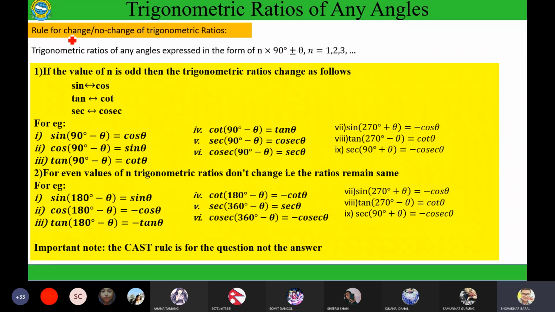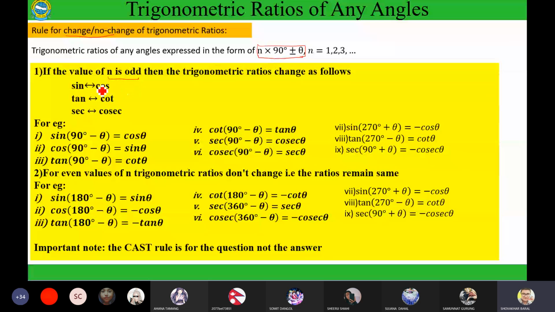This is all about the change and no change of the trigonometric ratios, how it changes and how it doesn't change. We haven't discussed the derivation of this formula. We just have to remember the result. The trigonometric ratios will change if the angle is expressed in the form n into 90 plus or minus theta, where the value of n is odd. If the value of n is odd, then the trigonometric ratio changes as follows. Sine will be changed into cos, cos into sine. They are interchangeable. Tan into cot and cot into tan. Similarly, sec into cosec and cosec into sec. These are the complementary ratios.